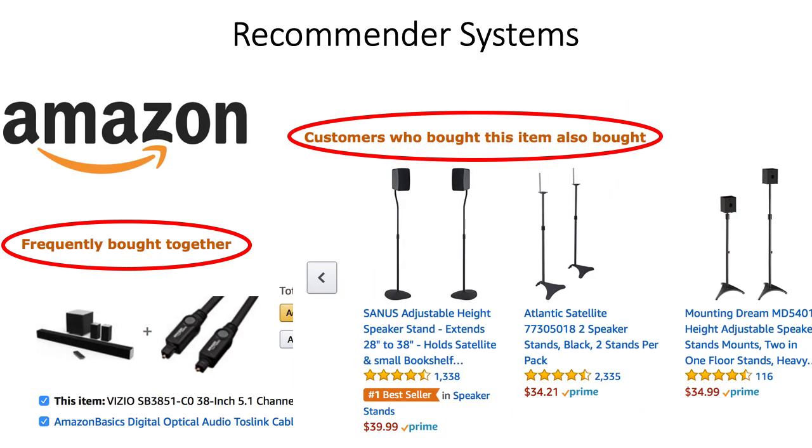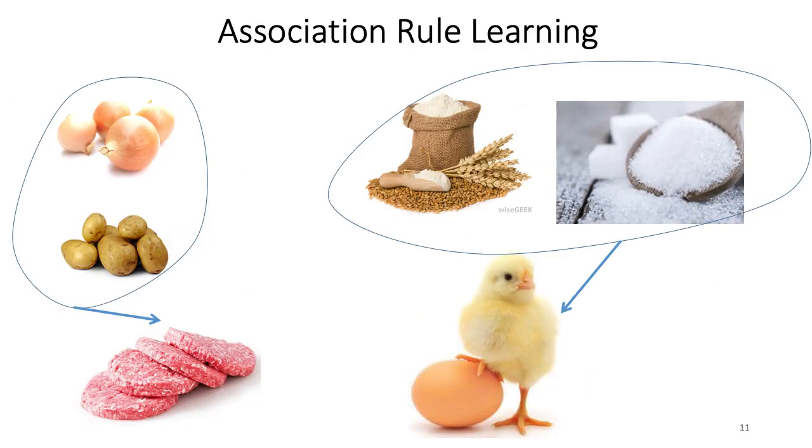And on Amazon, you've seen tons of examples like this: customers who bought this item also bought these items, right? You've seen this a lot. We're going to see how Amazon creates this and how they pull this information out of transaction data, or you will see 'frequently bought together.' All of these recommendations fall under the concept of association rule learning.